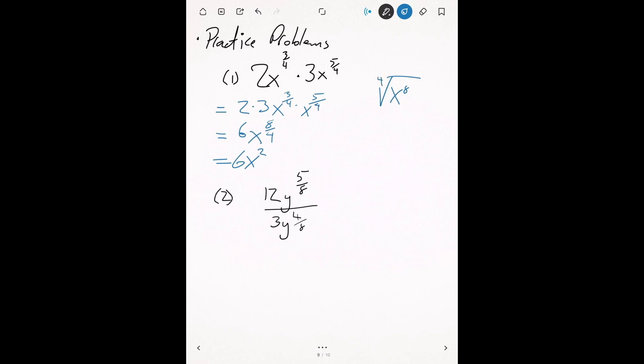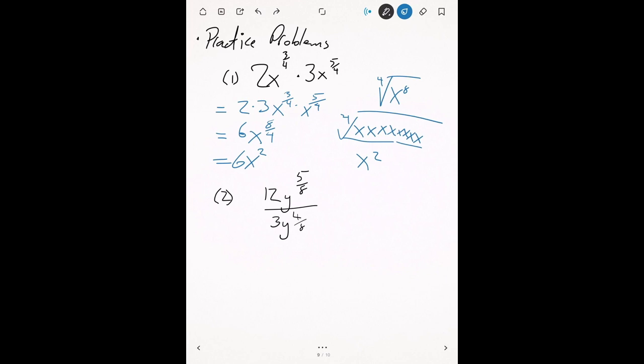And you might have gone through and made 1, 2, 3, 4, 5, 6, 7, 8 x's, and then made a group of 4 and another group of 4, and broken that down to eventually get x squared. But this right here is a very quick, easy, and simple way of seeing why x to the 8th to the 4th root is just x squared.